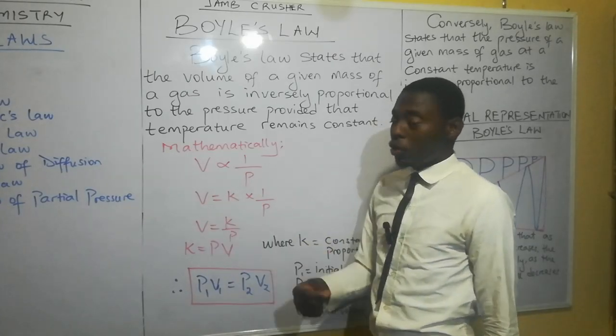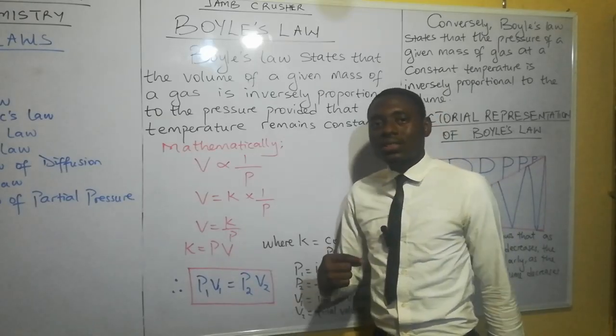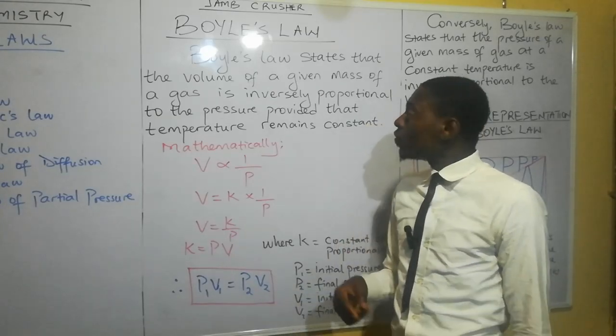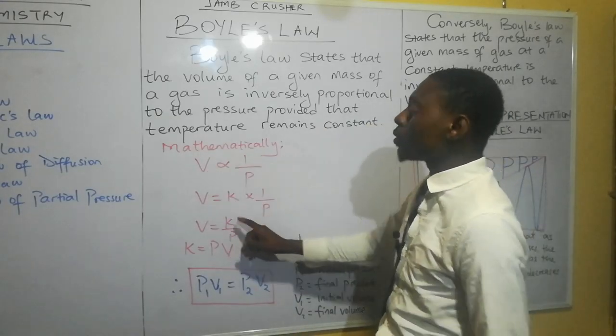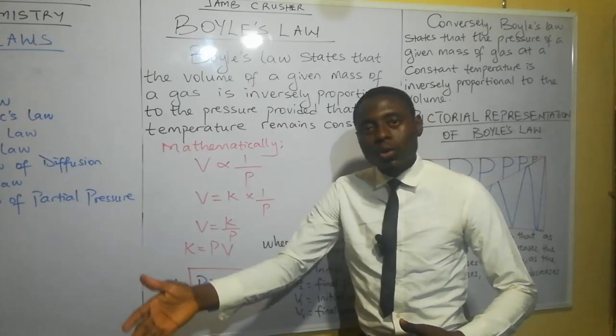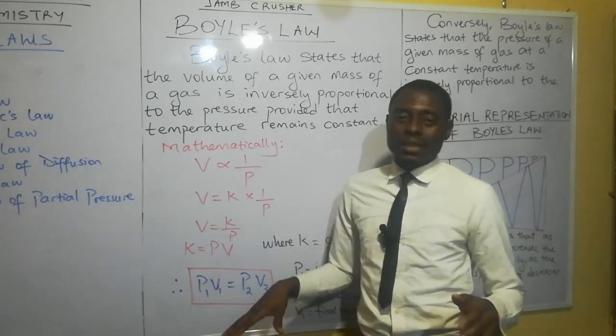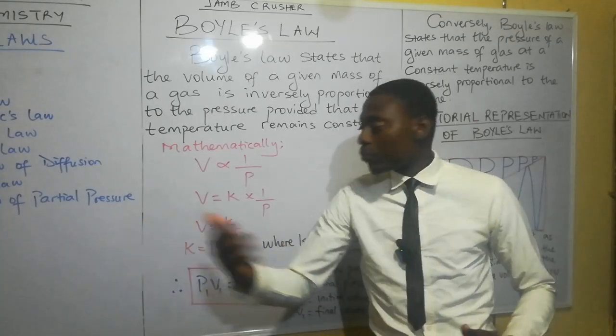Your V is the volume, your P is the pressure, while your K is the constant of proportionality. Don't forget that I didn't include temperature here because the T is considered to be constant. The temperature before you apply pressure and the temperature after you applied pressure is still the same thing. That's why we said at constant temperature.